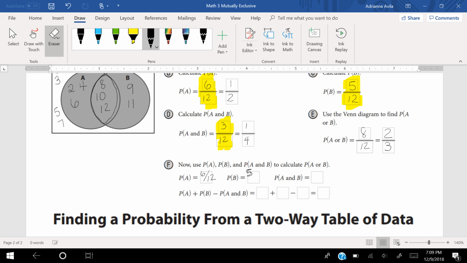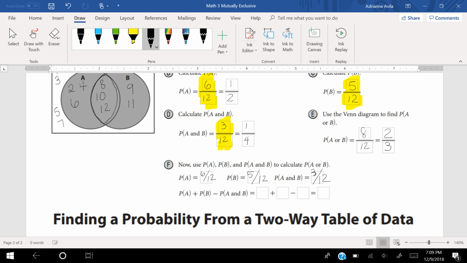Let's erase that. And then the probability of A and B is 3 out of 12. So it's a new program and it's having issues.